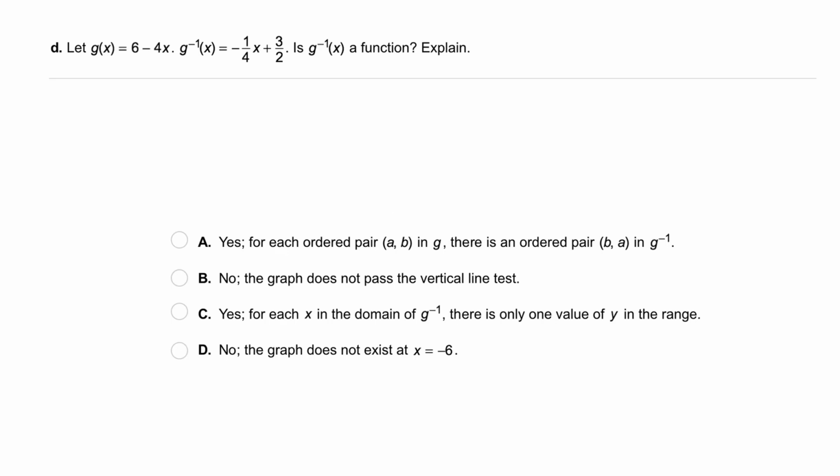And part D, let g of x equal 6 minus 4x. G inverse of x equals negative 1/4 x plus 3/2. Is g inverse of x a function? Explain.